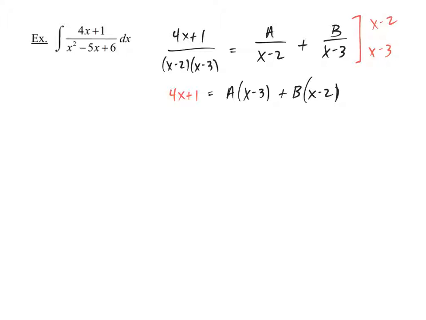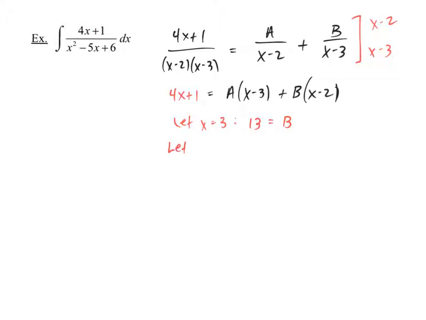And so again, I'm going to let x be two clever numbers. And so the first clever number is x equals 3, so that the term right here with the A will cancel out. So if I let x be 3, then my left-hand side is going to be 13, I believe. And my right-hand side is going to be B times 3 minus 2, which is just B. Okay, so I know that B is equal to 13.